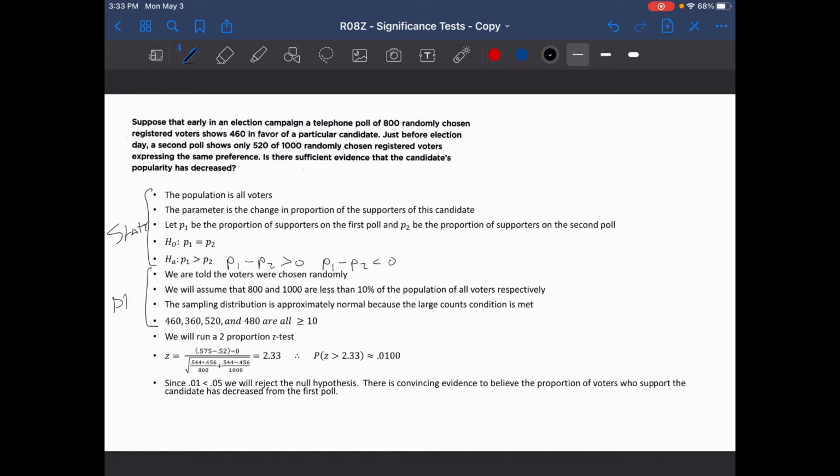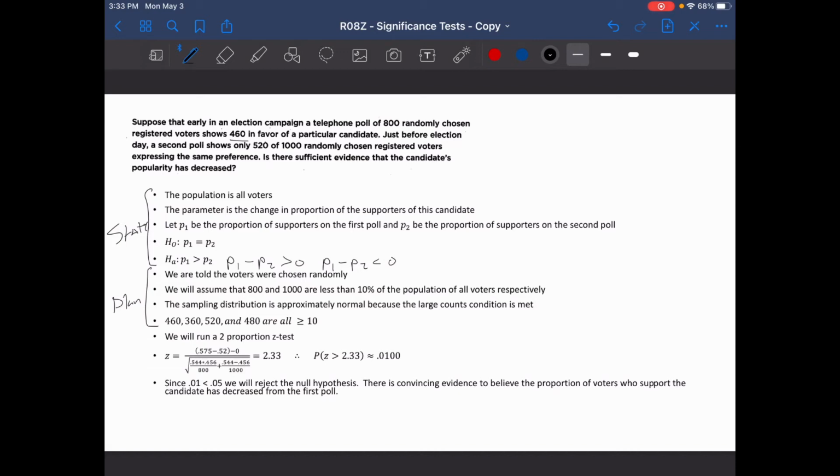Next, we want to plan. So we want to check all of our conditions. We are told that the voters are randomly chosen. We will assume that 800 and 1,000 are less than 10% of the total population of all voters respectively, and the sampling distribution is approximately normal because the large counts condition is met in this case. So because 460, 360, 520, and 480 are all greater than 10, we can say that that condition is met.